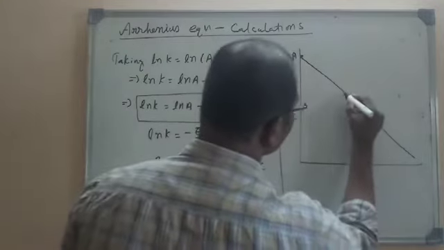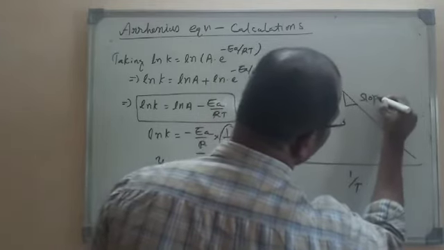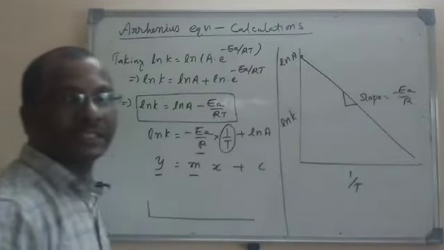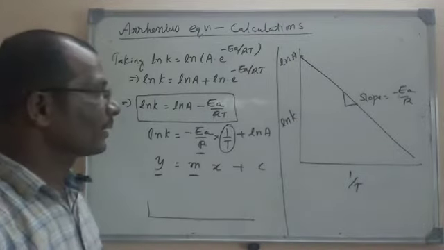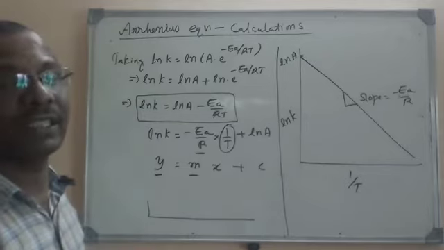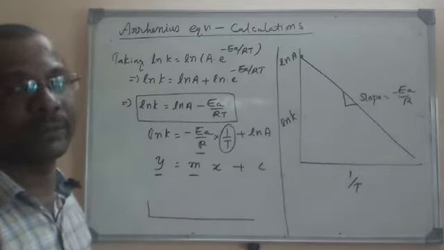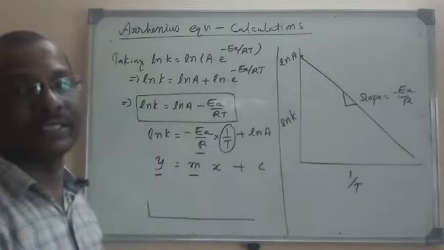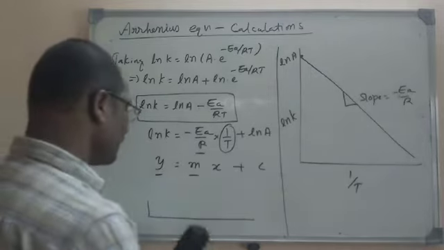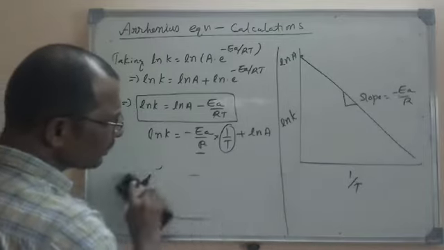So the slope of this equation is equal to minus EA by R. This is the Arrhenius equation and its graph here. But remember that when the same is taken in the logarithmic form, we'll get the same graph. Here it is ln to the base e. You can take it in the log form also. I told you how to change ln into log.